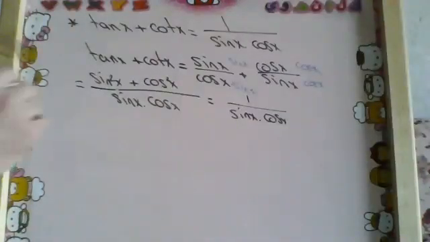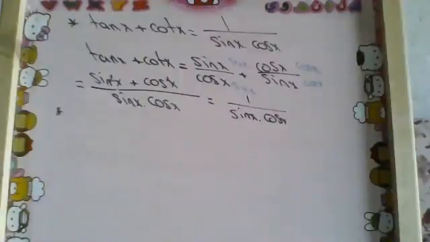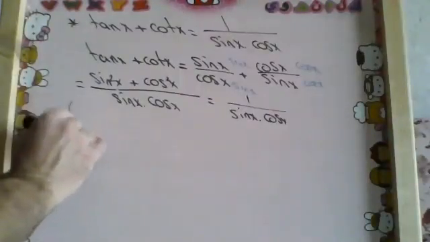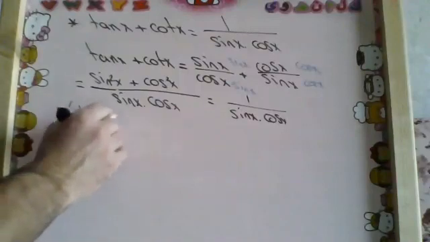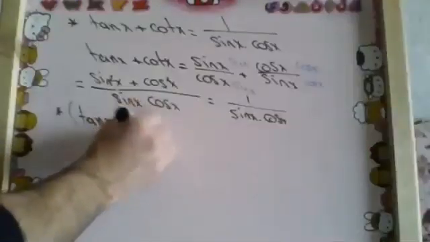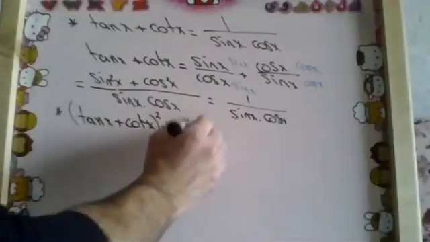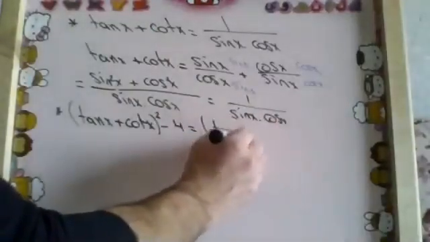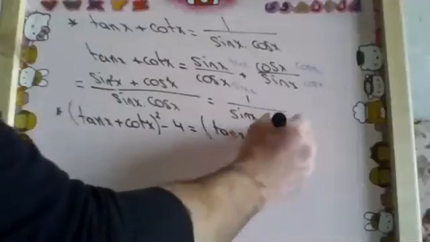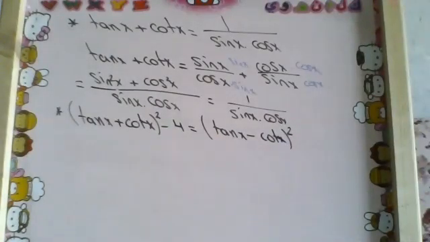Okay, another one. You have to prove that tangent x plus cotangent x, all of it squared, minus 4 is equal to tangent x minus cotangent x, all of it squared.